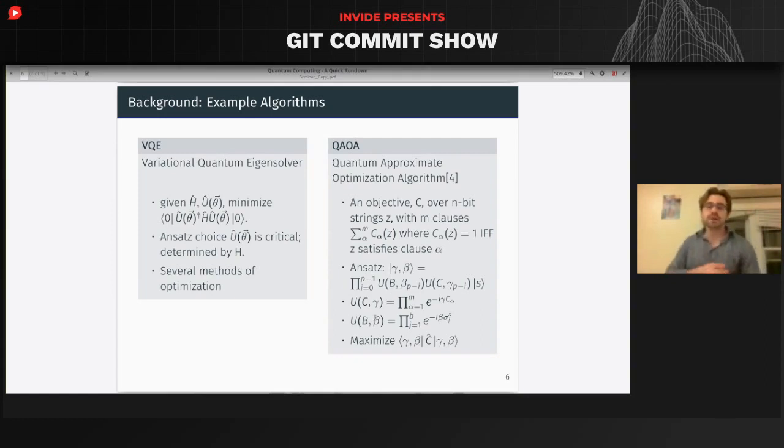There's also the quantum approximate optimization algorithm due to Edward Farhi et al. And this is a little bit different. It has a really well-defined ansatz. And here you've got a Hamiltonian where you've somehow encoded the right answer into the Hamiltonian. And here you're actually maximizing. A little bit of a difference in the way people think about these algorithms.